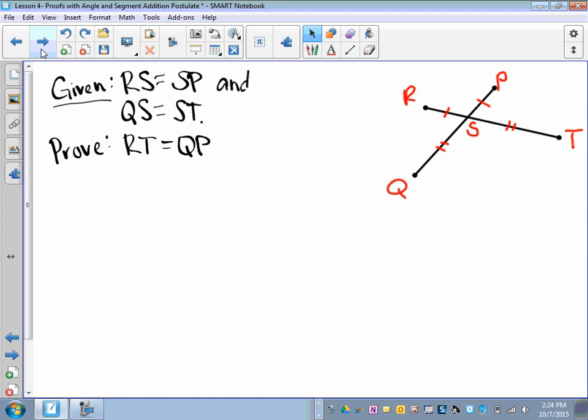So, careful there. We have vertical angles. Angle RSP and angle QSP are vertical angles. But we're just worried about the lengths of the segments. We don't care anything about the angles. Go ahead.